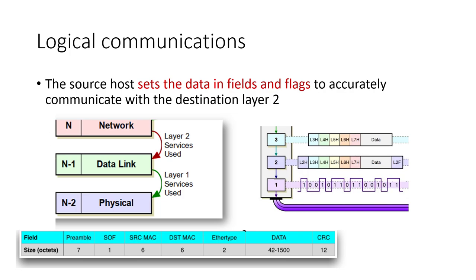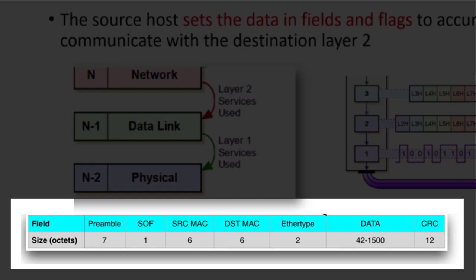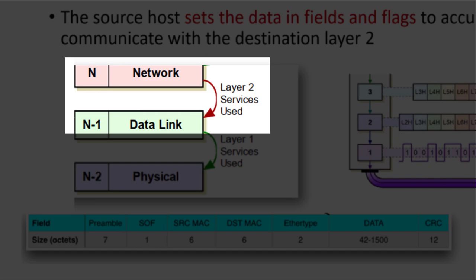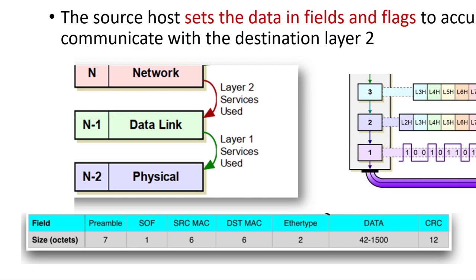Logical communication between layer 2 in the source and layer 2 in the destination begins with the source host. It sets data in fields and flags so that it can accurately communicate with that destination layer 2. Down at the bottom, I've got an 802.3 Ethernet frame. Everybody's seen it. Most people are comfortable with it. Interesting, the network layer provides, if you'll see the red arrow that points down to the data link layer, a lot of information in layer 2. For example, let's say layer 3 does an ARP. It's going to put the ARP packet into the data field. It's also going to tell layer 2 that the EtherType field must have a binary number that indicates this is an ARP packet. It can also set flags in the source MAC and destination MAC to indicate, is it a broadcast MAC address? Is it a multicast MAC address? All of that is being pushed down by layer 3.